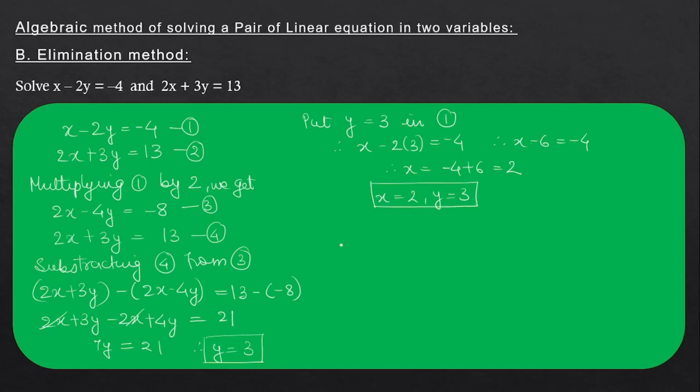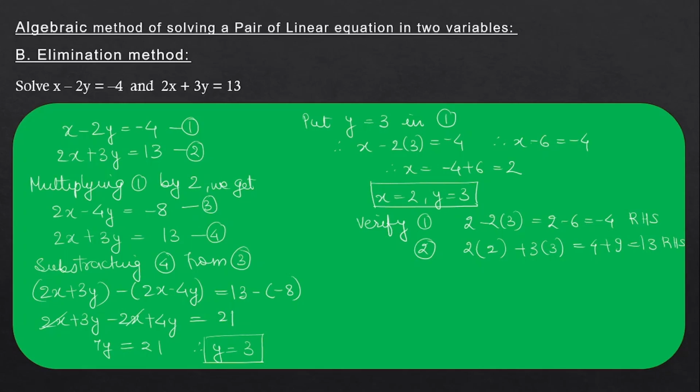We can also verify to cross check our answer. Let us verify. If I put in first equation x as 2 and y as 3, I get 2 minus 6, which is minus 4. My right hand side is obtained. When I'm trying to verify my second equation, again in place of x I put 2, in place of y I put 3. 2 2s are 4 plus 9, which is 13. I get my second equation.